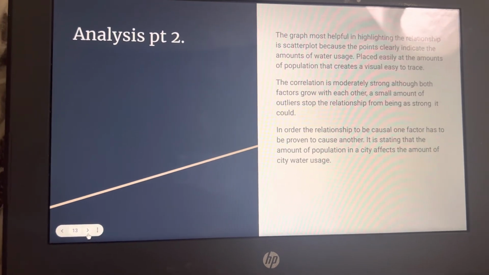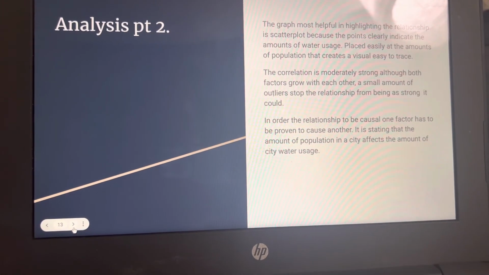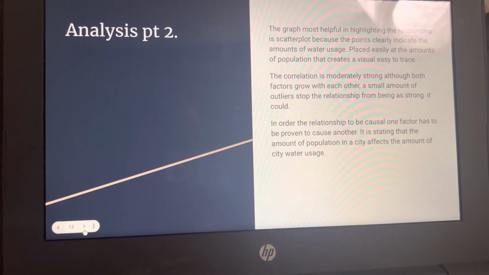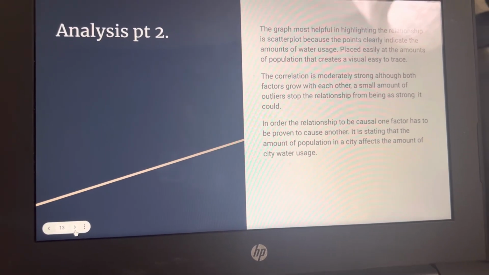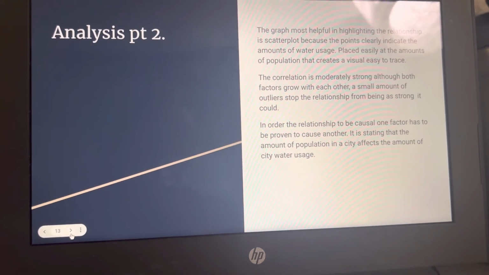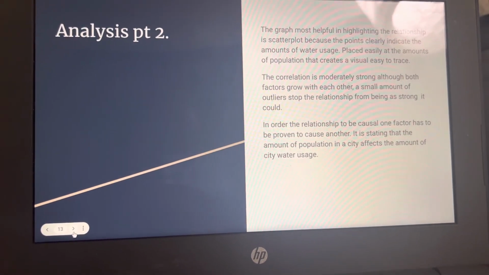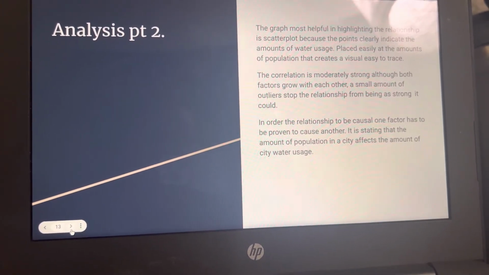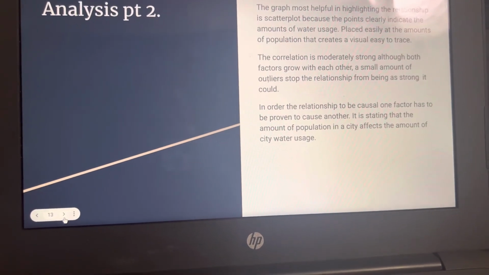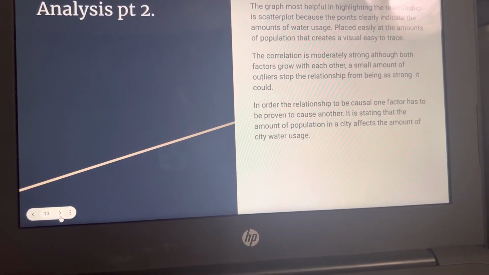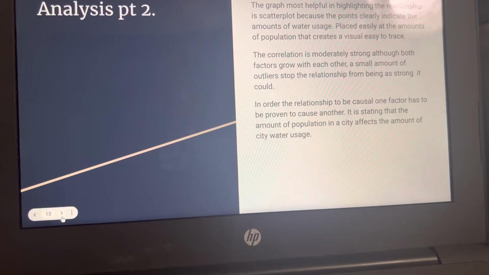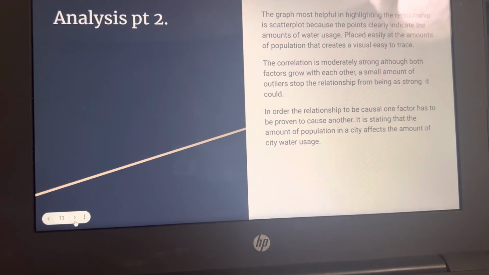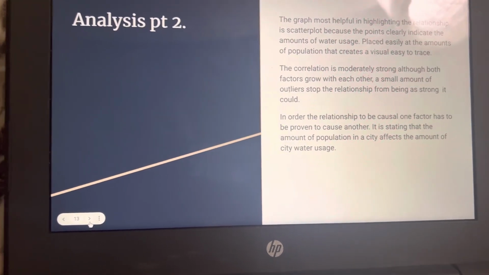Analysis Part 2. The graph most helpful in highlighting the relationship is the scatter plot because the points clearly indicate the amounts of water used, placed easily at the amount of population, which creates a visual that's pretty easy to trace. The correlation is moderately strong, as both factors grow with each other. A small amount of outliers stop the relationship from being super strong. In order for the relationship to be causal, one factor has to be proven to cause another. It is stating the fact that the population of a city affects the amount of city water usage, which we can see as a gradual increase when one is added.